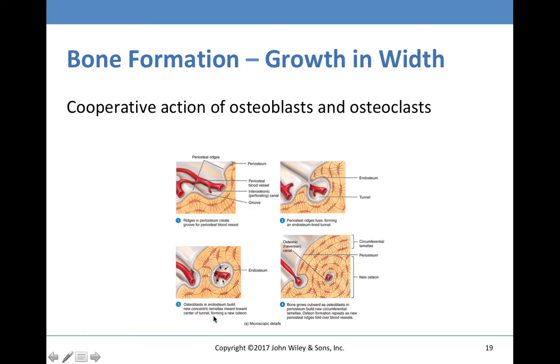And then our osteoclasts that are within this endosteum begin to build new concentric lamellae, or those Haversian canals, or an osteon, and they build those inward towards the center of the tunnel, creating their osteon. And so finally, our bone will begin to grow outward as the osteoblasts that are in the periosteum build new circumferential lamellae, and we create osteons, and we keep repeating this process to fold over the blood vessels as we go, and our bone can grow appositionally.